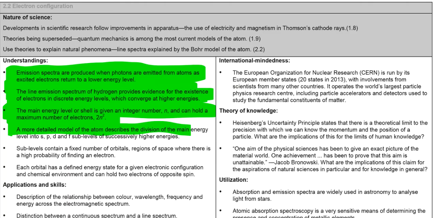A more detailed model is when we're talking about what we call orbitals. Orbitals are regions around the nucleus of an atom which have a high probability of finding an electron. These orbitals are quite complicated, and if you have no idea what orbitals are, I recommend you do some further study, because I'm not going to be able to explain this in the time given, as orbitals are quite a complicated topic.